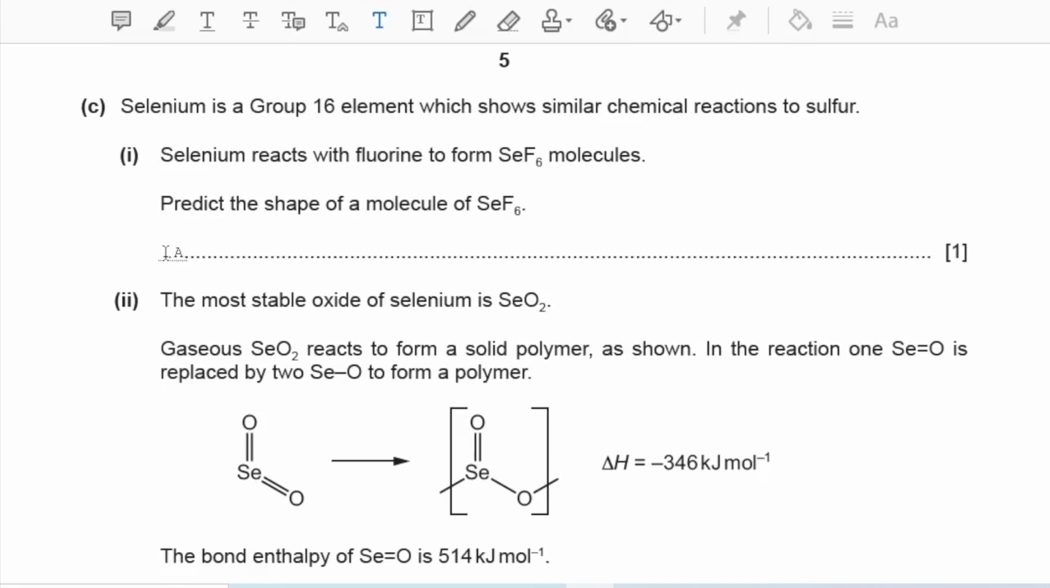Selenium reacts with fluorine to form SeF6 molecules. Predict the shape of a molecule of SeF6. So just like SF6, it has octahedral shape.